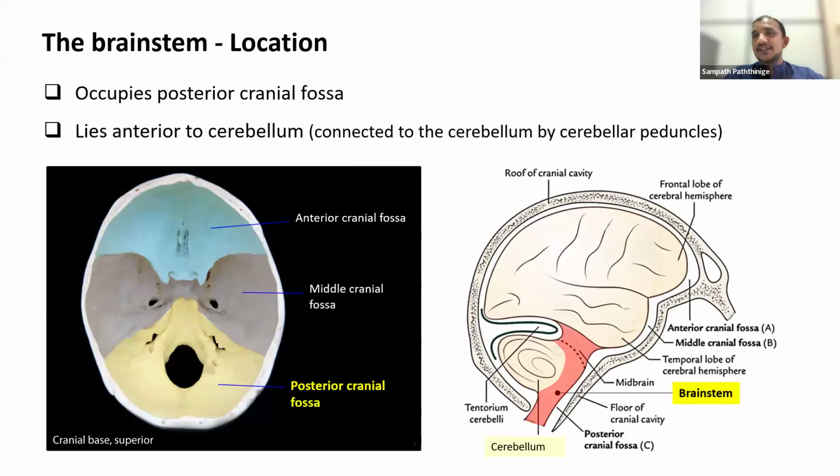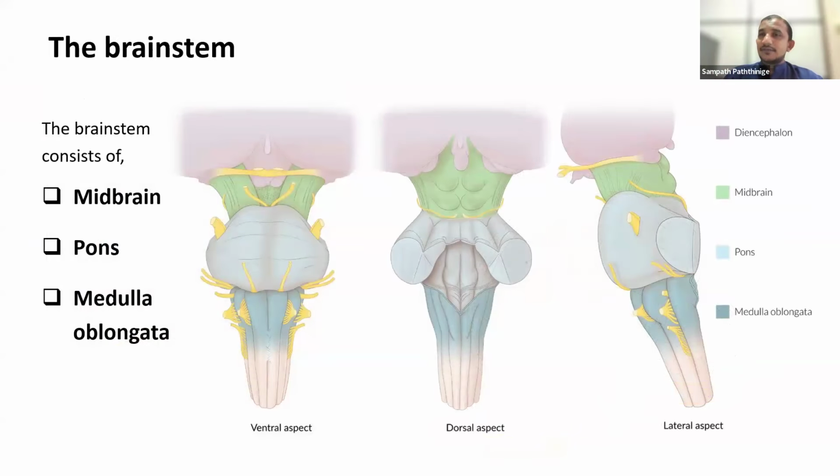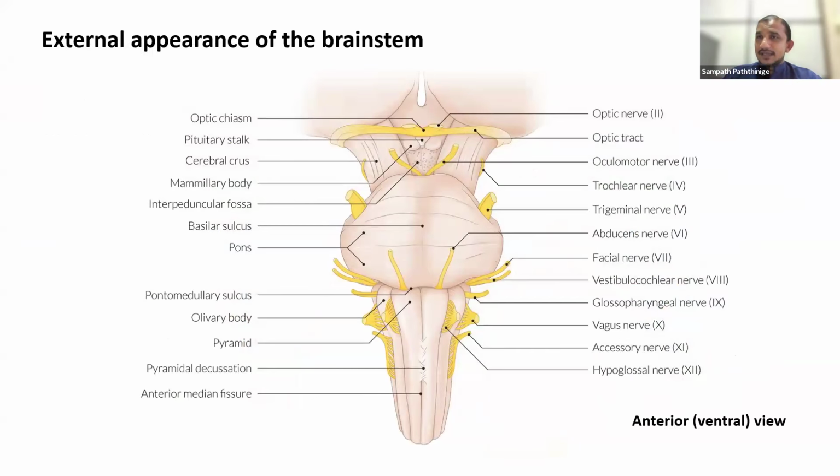And it lies in the posterior cranial fossa, anterior to the cerebellum, right? And we know it is divided into three parts: the midbrain, the pons, and the medulla, right? So there are a lot of cranial nerves, except the first and the second. All the other cranial nerves arise from the surface of the brain stem, right? So they are in order, right? From the third to the 12th, they are in a particular order, right? So we'll discuss that.